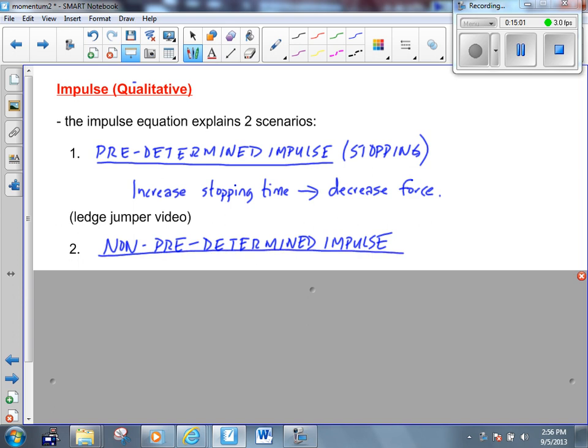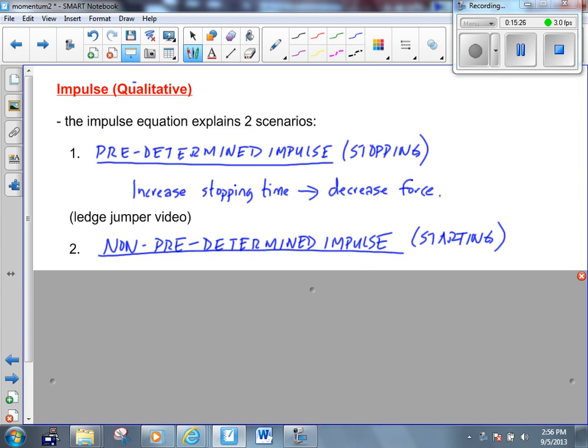When we have a non-predetermined impulse, that occurs when you can affect the impulse of the ball. You can change the impulse of the ball. Typically that occurs, or the object, whatever it is, typically that occurs when you're causing an object to start moving, not to stop moving. An example of that would be a golf ball sitting on a tee.